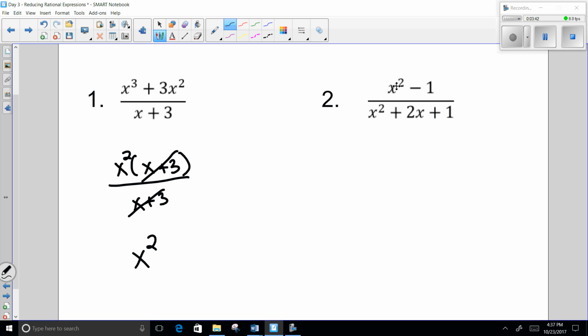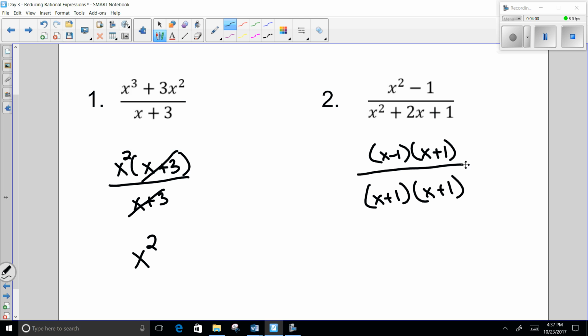Over here, same thing, x squared minus 1. That is a difference of perfect squares, so I can factor it to x plus 1 and x minus 1. Divided by, this is a trinomial, the factors of 1 that add up to 2 would be x plus 1 and x plus 1. 1 times 1 is 1, 1 plus 1 is 2. Then we look for common factors, the x plus 1 and the x plus 1. I can get rid of one of these on the top and the bottom. So those reduce to 1s, leaving me with an x minus 1 on top, and an x plus 1 on bottom, and this is the simplified version.